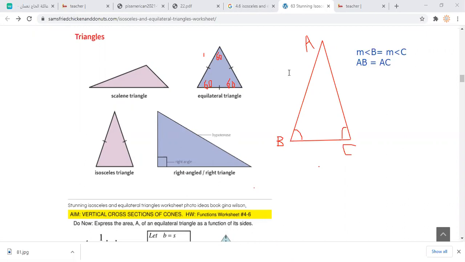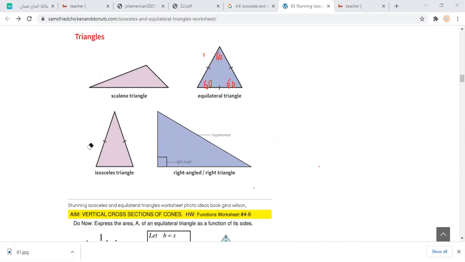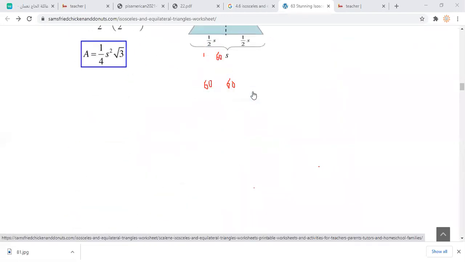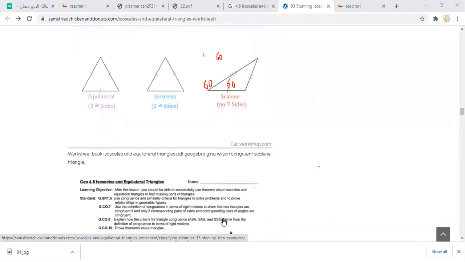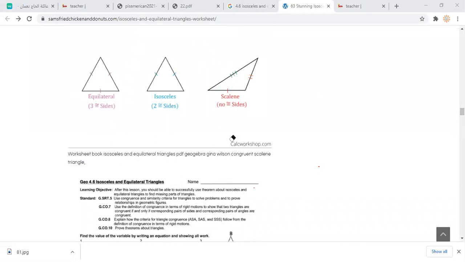So in any isosceles triangle, once you have the base angles equal, then the two sides are equal. When you have two sides equal, the base angles should be equal. And in an equilateral triangle, all sides are equal and all angles are equal. Then we have equilateral, we have isosceles, and also we have what? Scalene triangle.